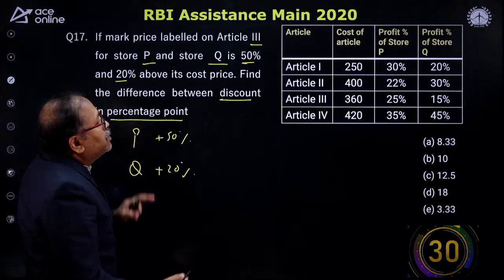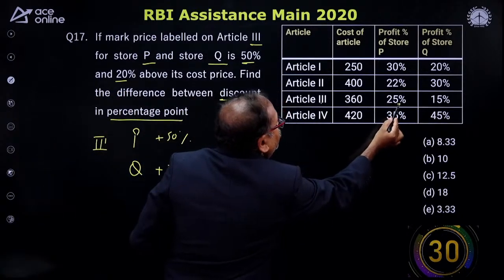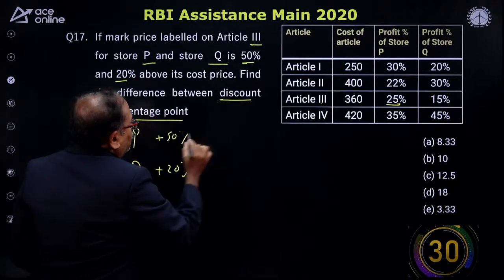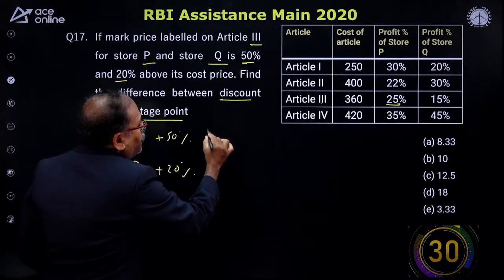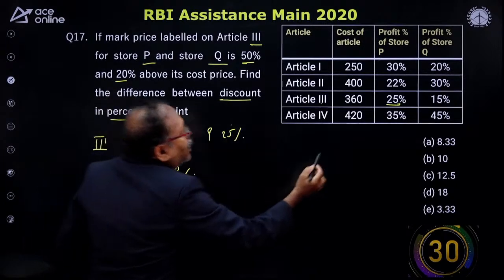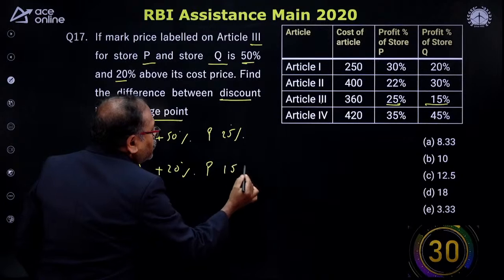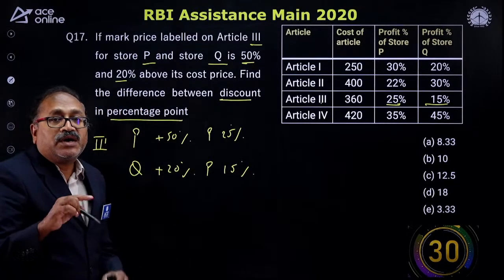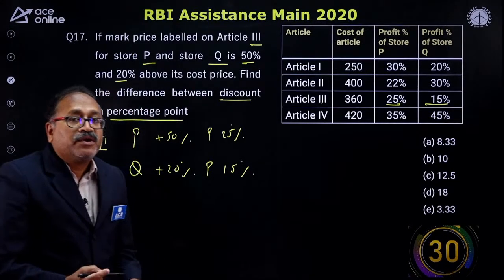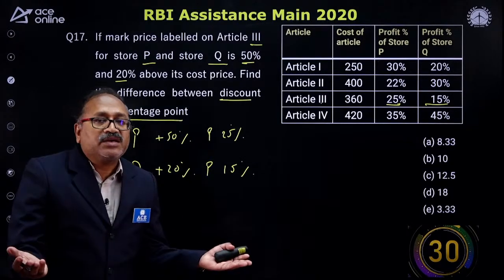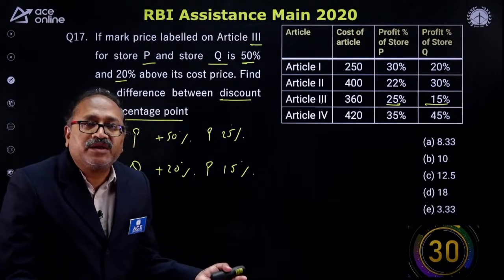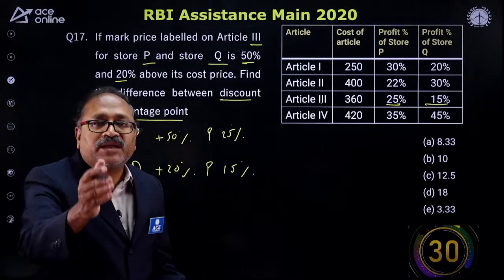I know the P profit in article 3 is 25%. This is a markup, and the profit is here 25%, and here article 3 profit is 15%, which is already there in the data. So you are asked to find out the difference between the discounts. So apply the x plus y plus xy by 100 formula. Your 30 seconds starts now.